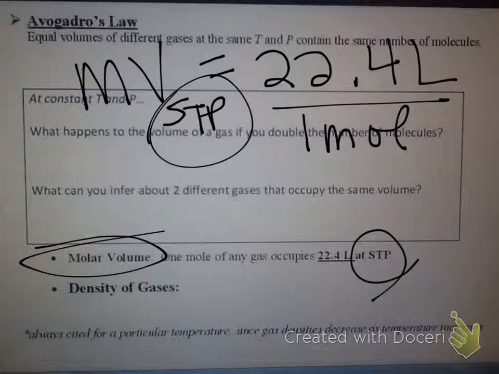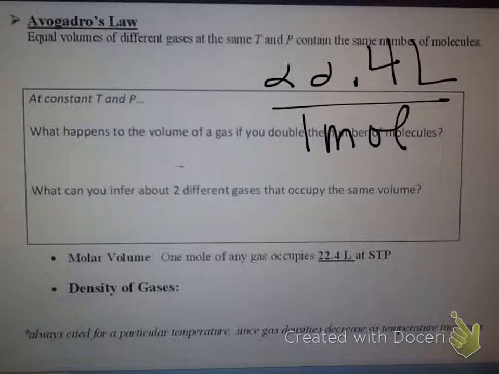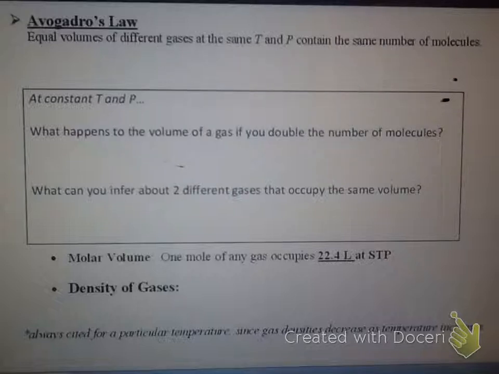So we're going to use that as a conversion factor. So make sure you kind of mark molar volume down somewhere. Because if you have a mole of gas at STP, how much volume does it occupy? 22.4 liters. Okay, so that is very important. From Avogadro's law and from molar volume, we can also get another calculation or another property of a gas that we can calculate.